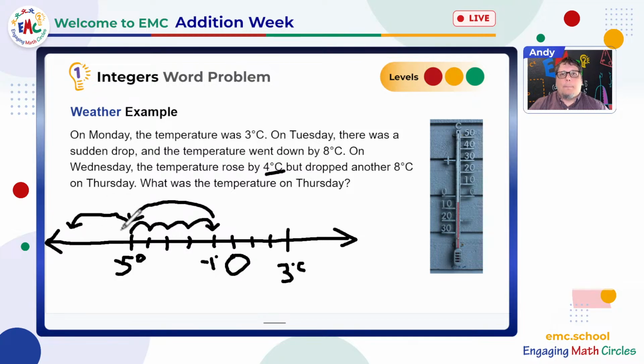What do you think we got? If you said negative 9, that is correct. And that's our final answer. The temperature was negative 9 degrees Celsius.